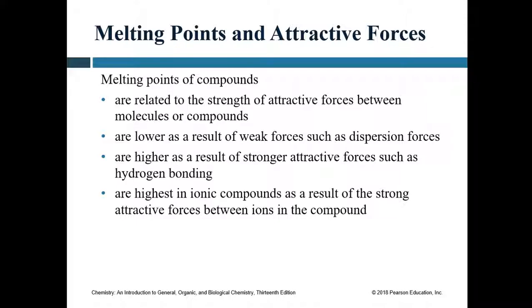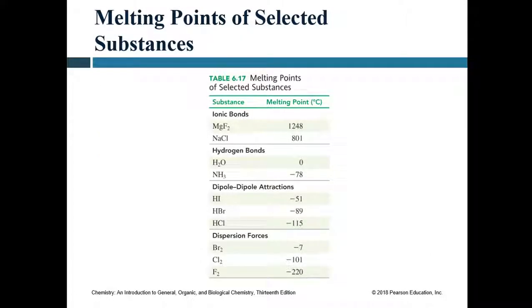So now, let's apply this to something else. The melting points of compounds are related to the strength of the attractive forces between the molecules or compounds. They are lower if you have weak forces like dispersion forces, higher if you have stronger attractive forces such as hydrogen bonding, and highest when you have something so strong like ions in the compound. As we look at table 6.7, this shows what we just mentioned: if you have weak dispersion forces, you have a low melting point. They're all gases way down here.